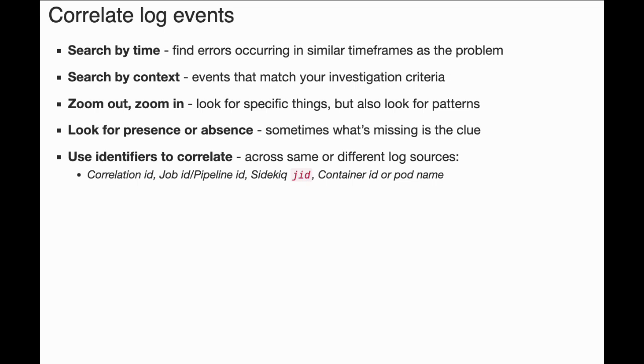Maybe there's a pattern. Look for the presence or absence. Sometimes what's missing is the clue. Depending on the problem, we might see things we shouldn't, or the things that we should see are not there. Ask yourself what you should be seeing versus what you are seeing. Also use identifiers to correlate across same or different log sources. Things like correlation IDs, job IDs, pipeline IDs, Sidekiq job IDs, container IDs, or pod names.